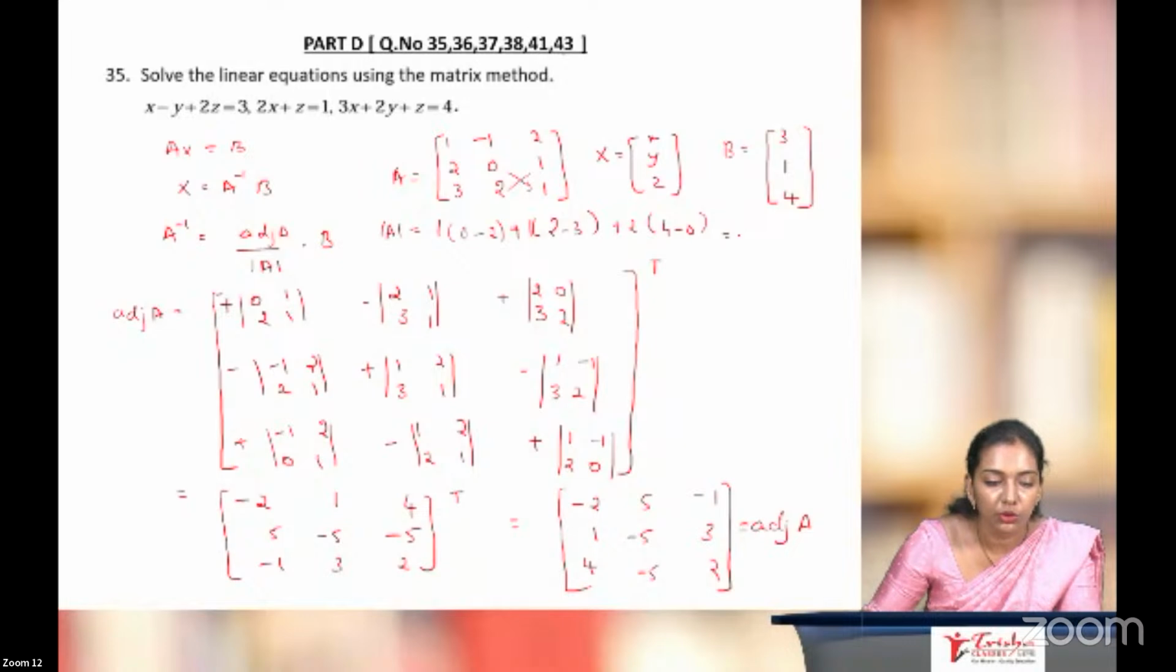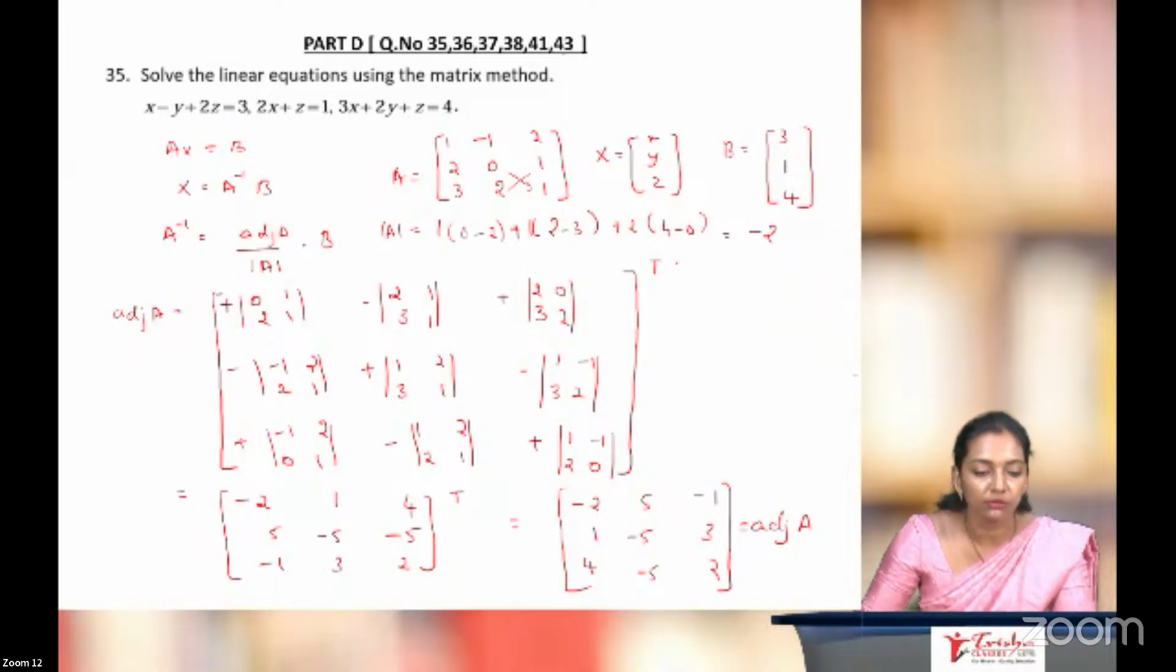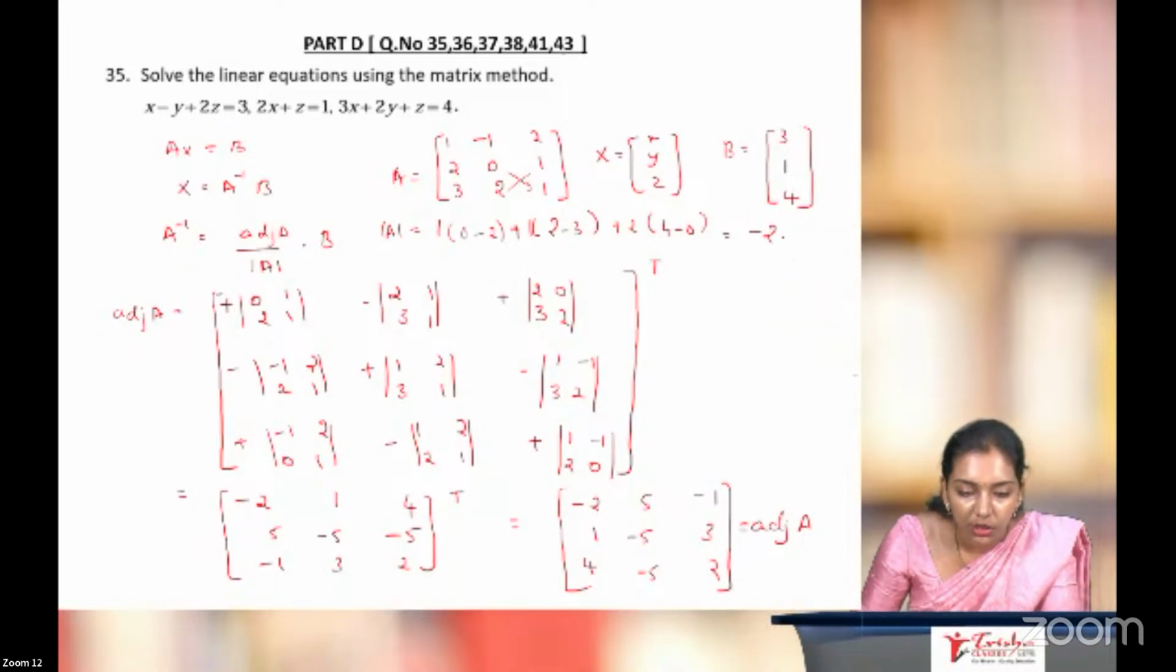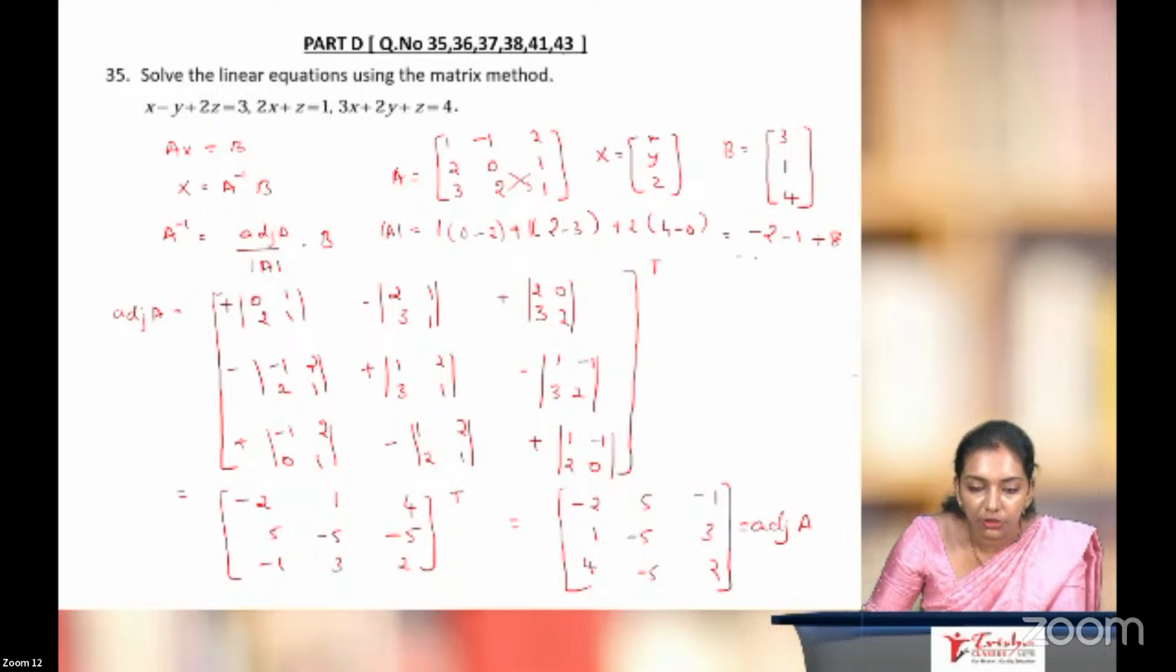So what do you have? Determinant. So here it is minus 2, next you have minus 1, and you have 8. So here you have 5, which is not equal to 0. Therefore, inverse exists.